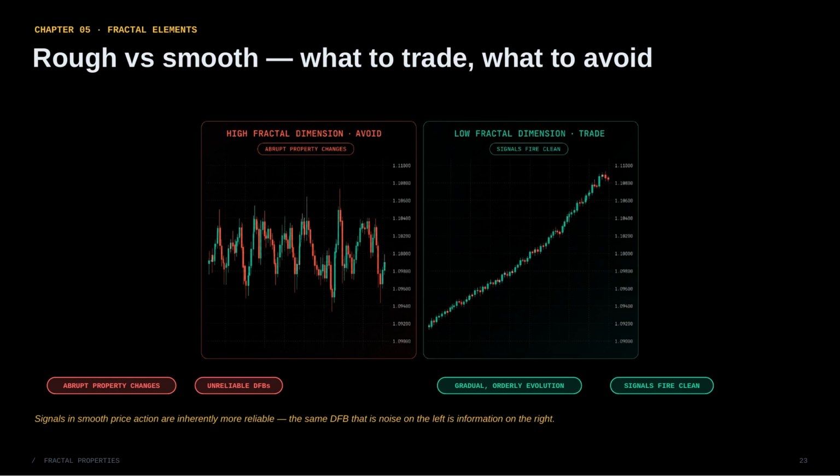On the right, low fractal dimension, a line that bends. Properties evolve gradually, structure is legible, and signals fire clean. The same signal that is noise on the left is information on the right. Before you analyze anything else, classify the regime, because it sets the reliability of everything downstream.